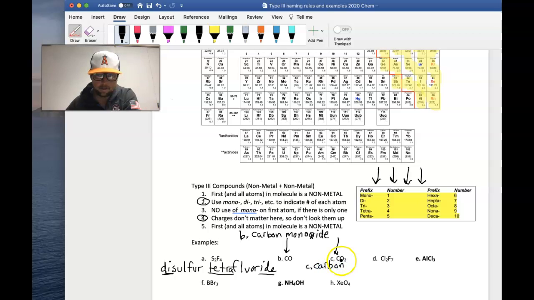Again, there's a nonmetal first, so that's why we use this naming system. It's much different than the ionic molecules. For D, it looks like we have 2 chlorines and 7 fluorides. So this one is going to be dichlorine. The first one keeps its same name. And then 7 is hepta up here. So dichlorine heptafluoride.